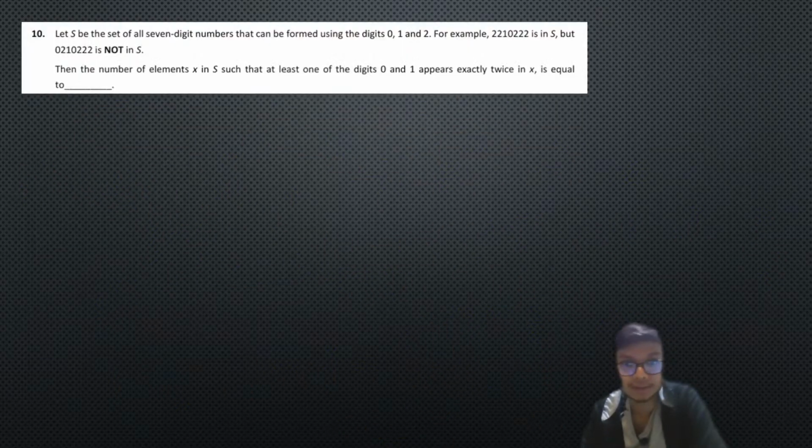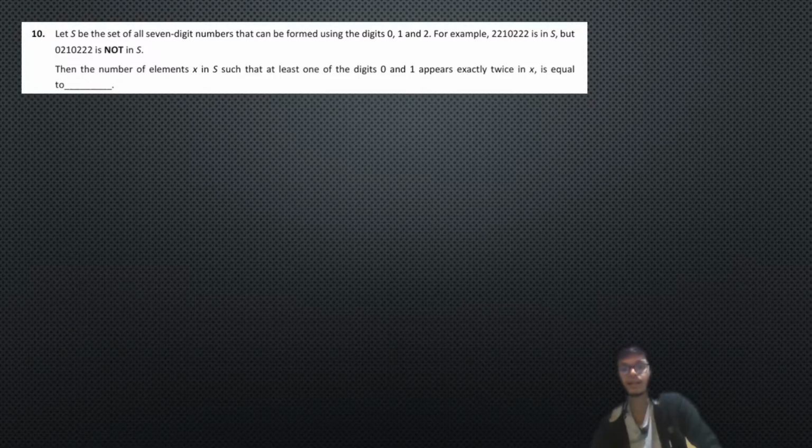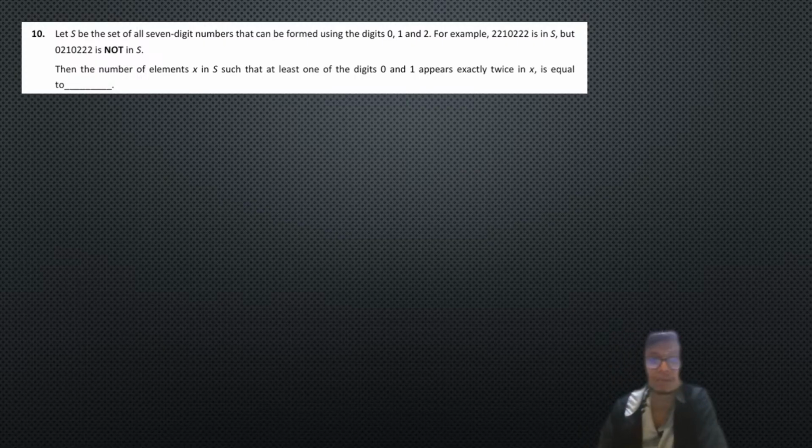Now this is a very interesting problem from the portion of permutation and combination. Let's try to figure out how we can proceed with this question. It says that the set S is the set of all the 7-digit numbers that can be formed using the digits 0, 1 and 2. So you have only 3 digits to form a 7-digit number. Let's figure out how I can classify the sets of numbers that can be present in the set S.